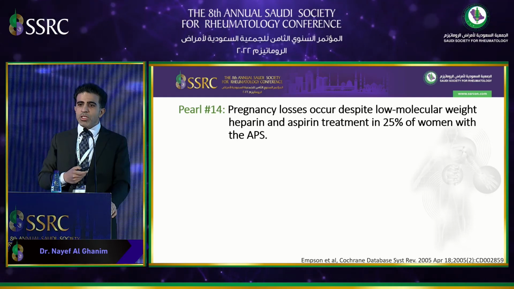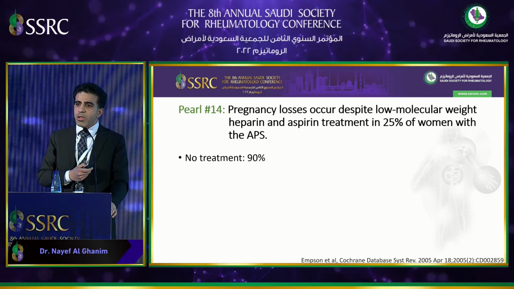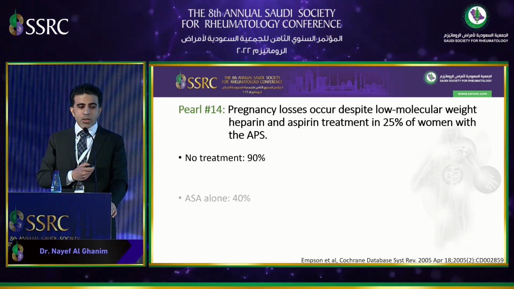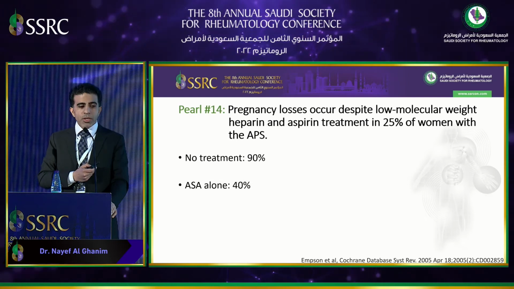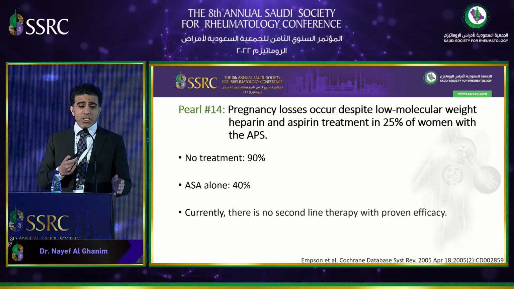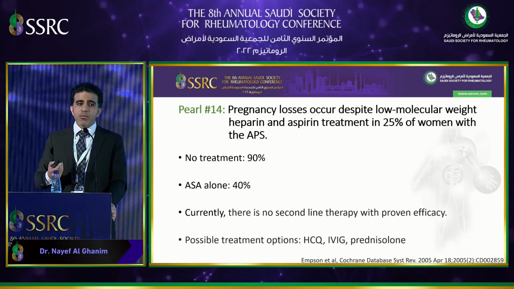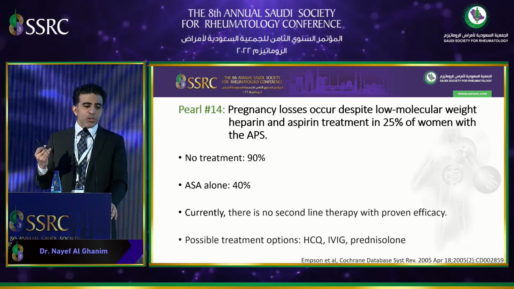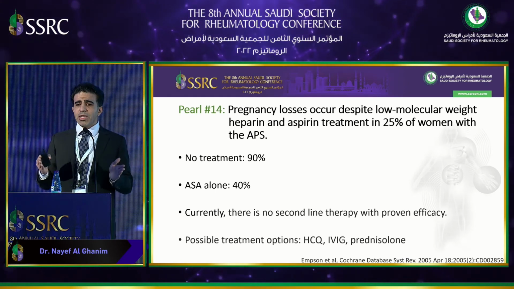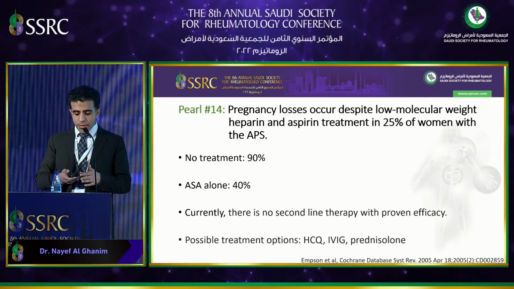It's quite disappointing, but it's better than those who don't receive treatment, who have a 90% chance of pregnancy loss, or those who have aspirin alone treatment with a 40% chance of pregnancy loss. And unfortunately, there is no second-line treatment. There are other possible treatments that you can use. You can use hydroxychloroquine, you can use IVIG, you can use prednisolone. Again, for these optional treatments, there's no strong evidence behind them.